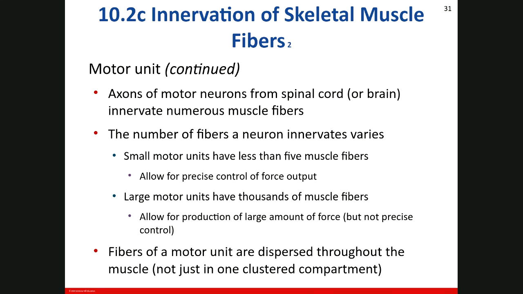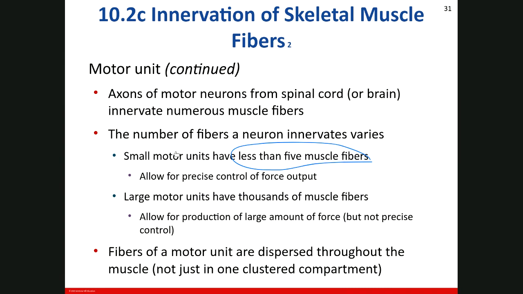Less than 5 muscle fibers, so it can control each muscle fiber better. It can allow us precise control of force output. For example, if you want to do something very neat and precise with your fingers, or when you want to move the muscles around your eyes, you use a small motor unit.